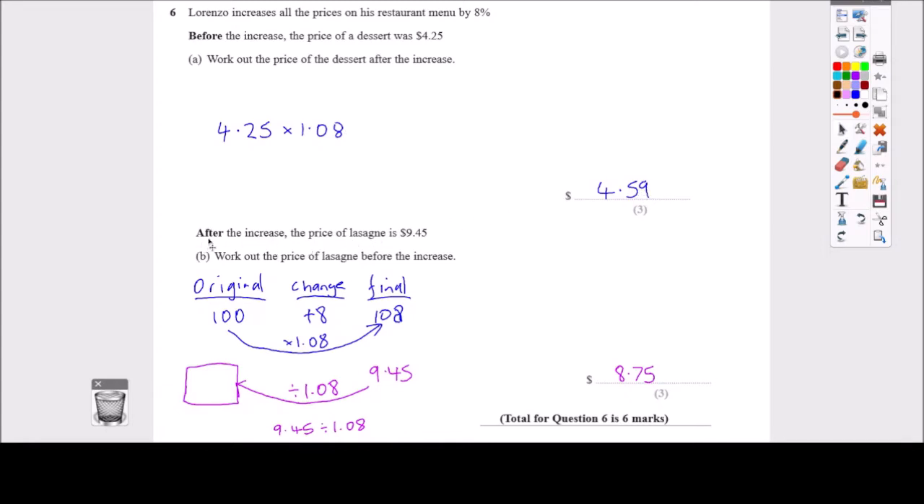Now for part B, we're going the other way around. We're given the price after the increase. So it's the same multiplier of 1.08, because at the end of the day, there's been an 8% increase. But because we're going from the final price back to the original price, we need to be dividing by 1.08. So just to run over that again, for part A, when we're going from original to final price, left to right, we multiply by 1.08. But for part B, when we're going from final price back to original price, we had to divide by 1.08.